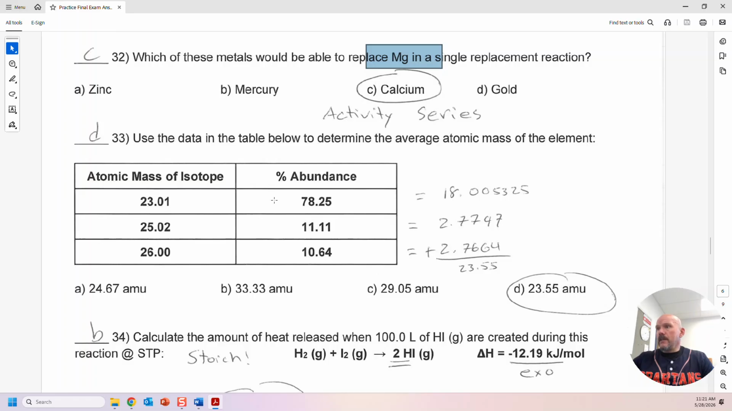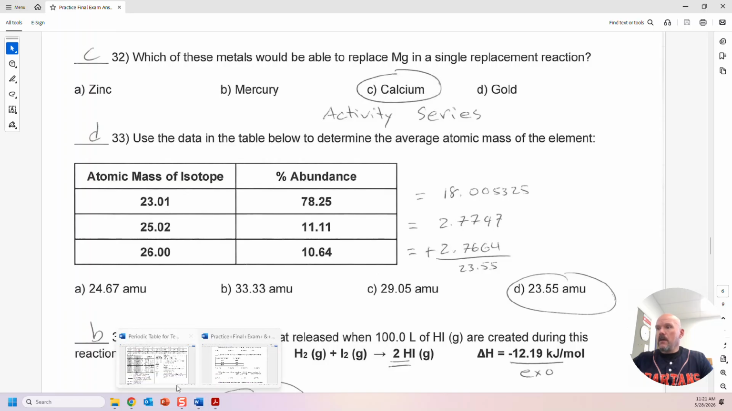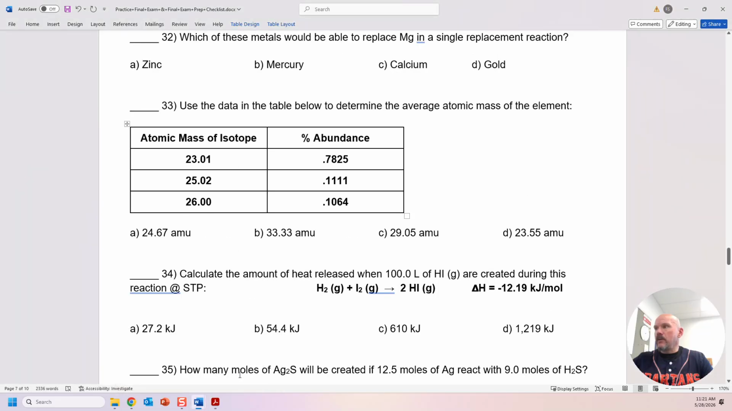All right, so this times, and again, I didn't do times 78.25, I did by 0.7825, and that's this number. And then I multiplied these two together, and then I multiplied these two together, and then I added them all up, and it came out to be 23.55 atomic mass units. Okay, so that's really all you have to do. Remember, it's a weighted average.